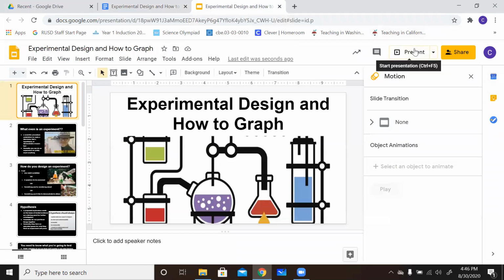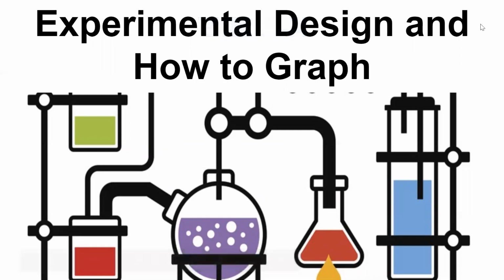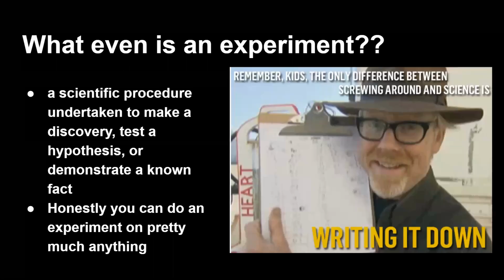So let's get started. Today, I'm going to be talking about experimental design and how to graph. Both of those things are things that we're going to use a lot in my class, so it's really, really important that you know how to do them with accuracy, and they are not going to go away in future science classes. Those things are always going to stay with you.